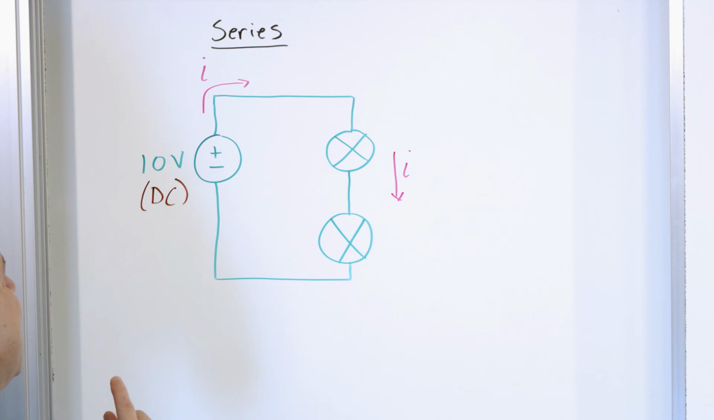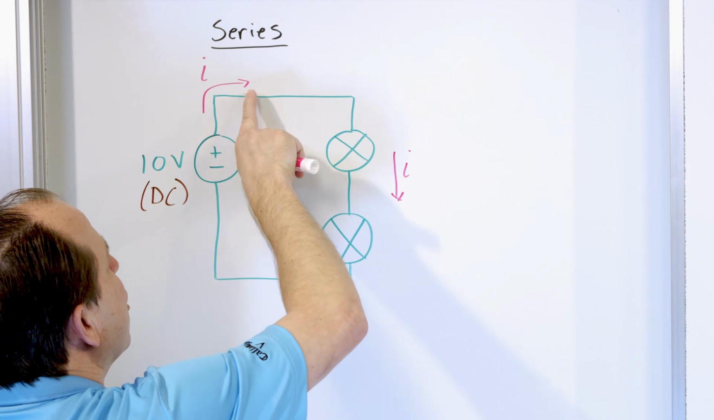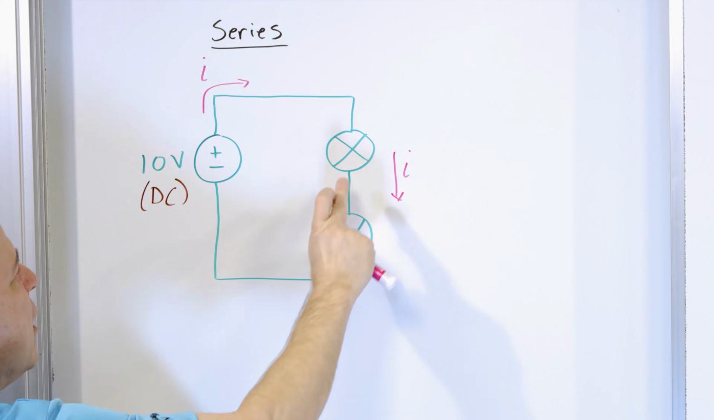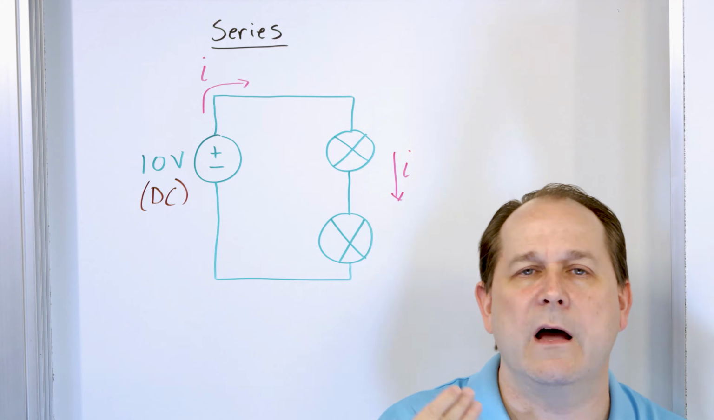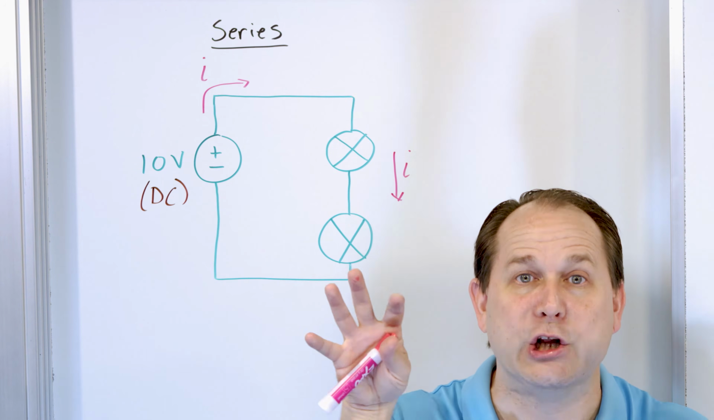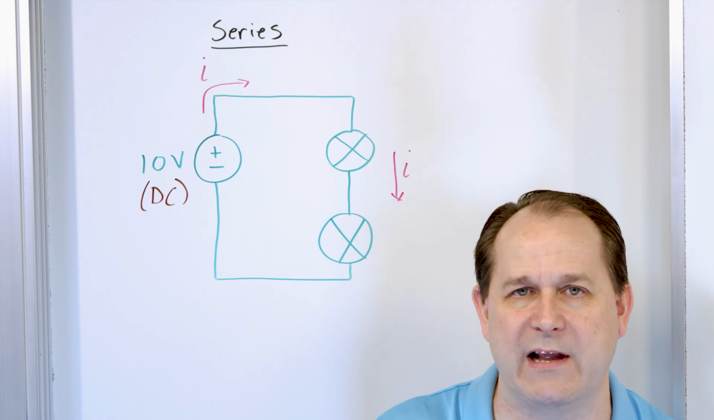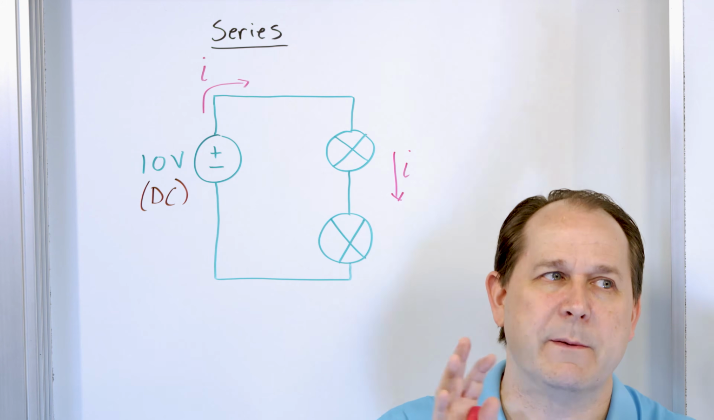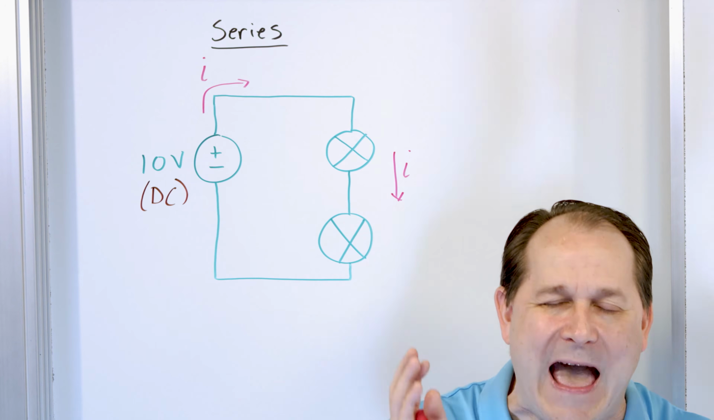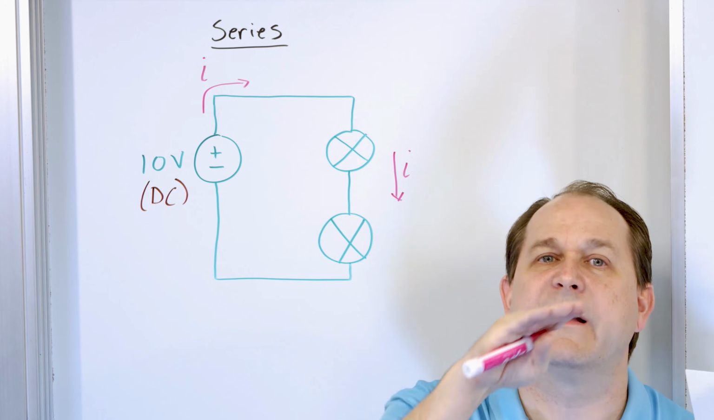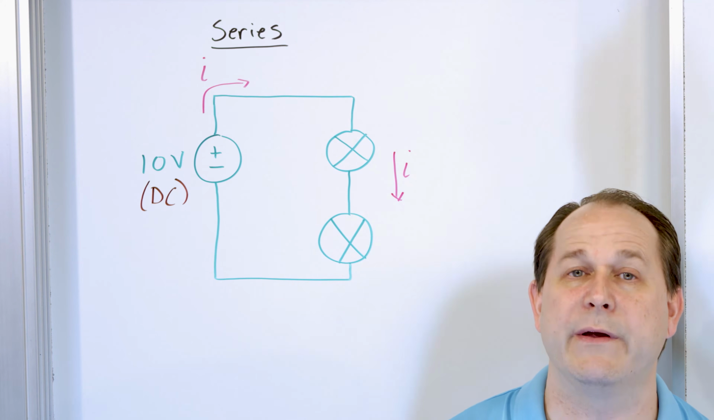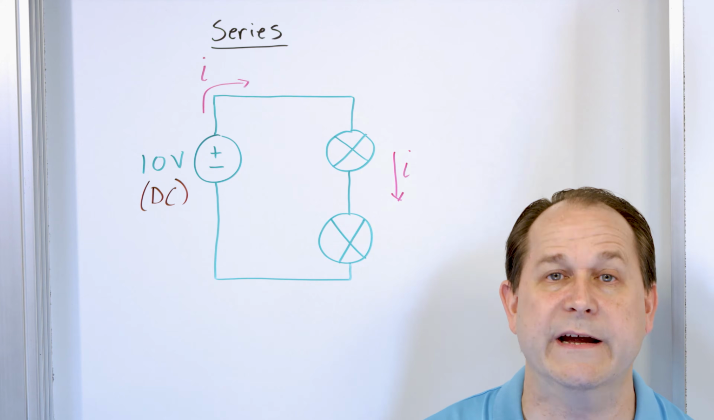All right, last thing I'm going to say is that the same current, the same amount of electrons per second, flows through both bulbs. Because they're in series, if the bulbs are the same, then by definition they have to be illuminated with the same intensity of light, because it's the same number of electrons per second flowing through both of them.